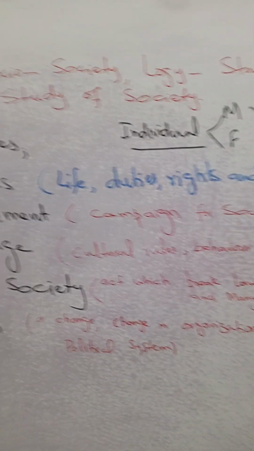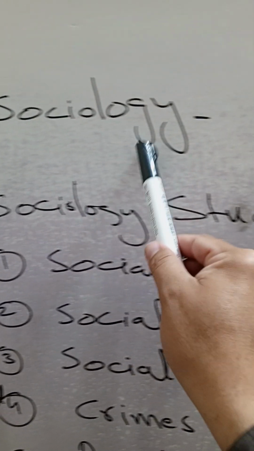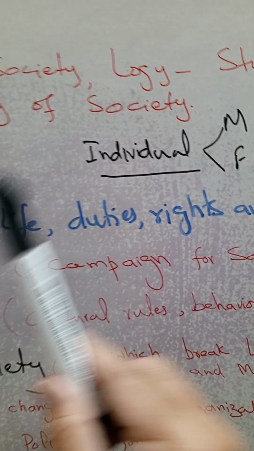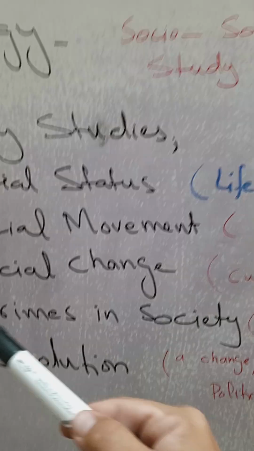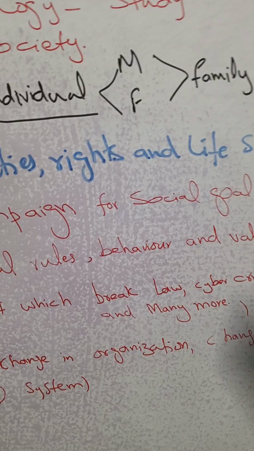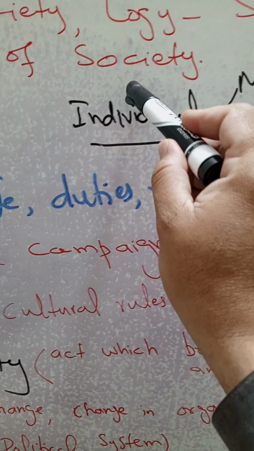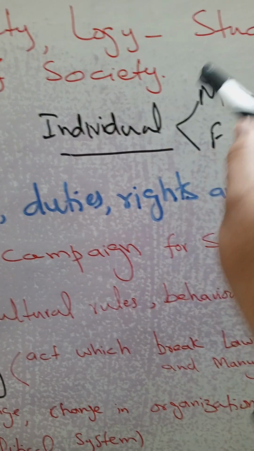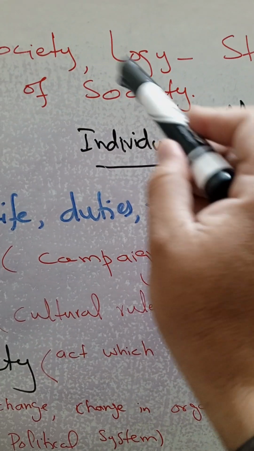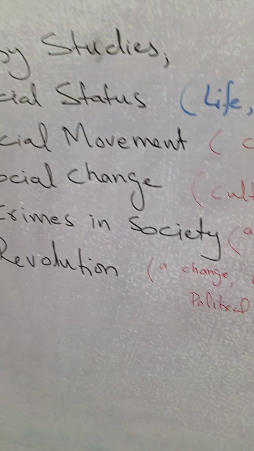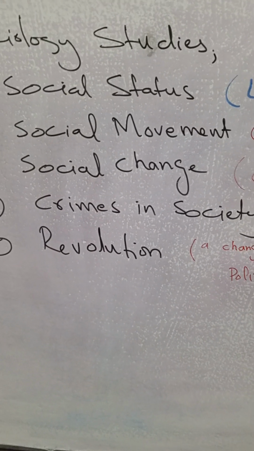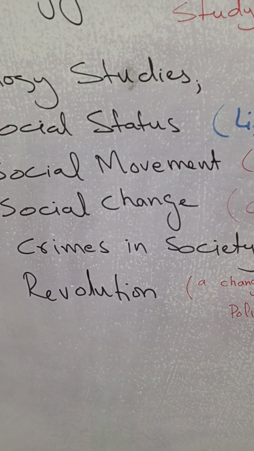So basically, today our topic was sociology. Sociology is basically the study of society, in which we study the positive and negative aspects of society. Every society is a combination of individuals. Male and female are the members of society. They group together and make the society. When we study society, we study status, social movement, social change, crime in society, and at a large political level, we also study revolution.